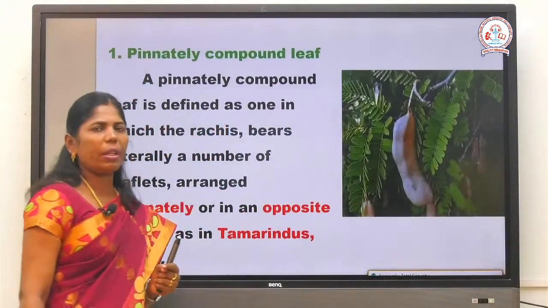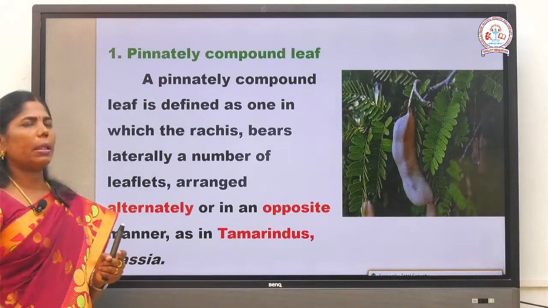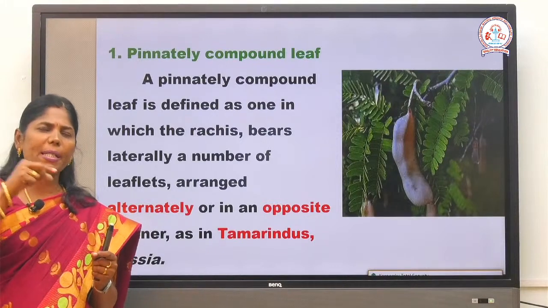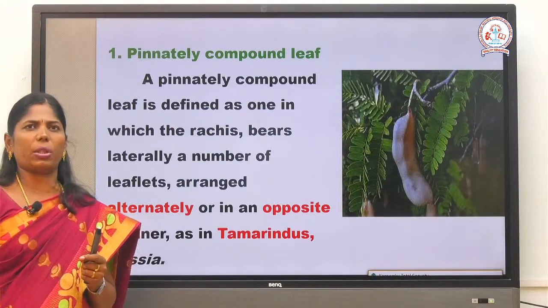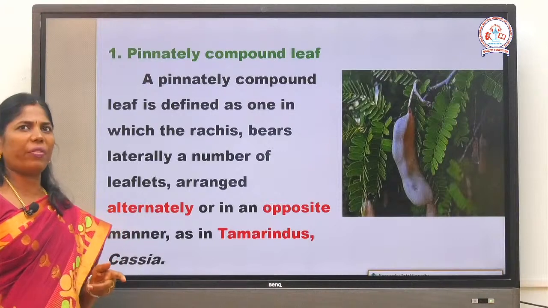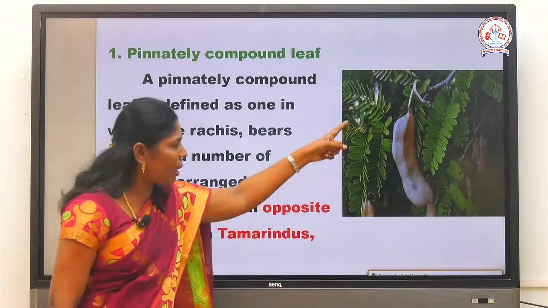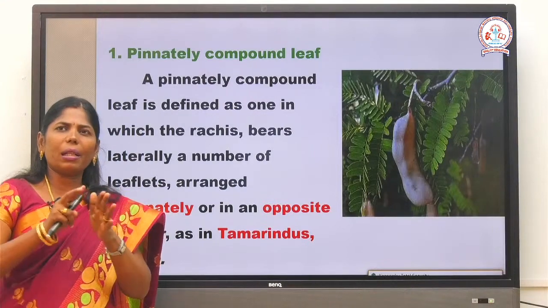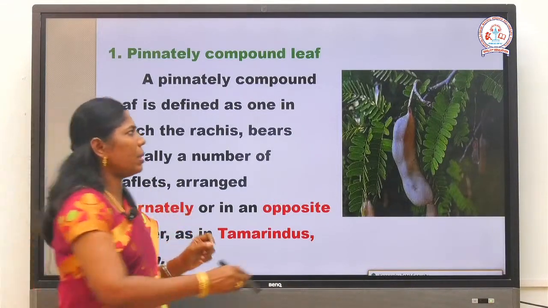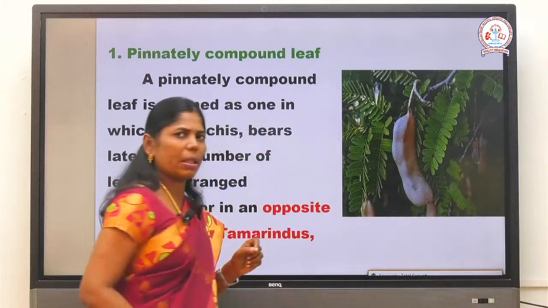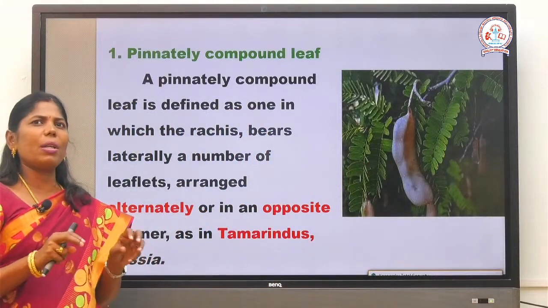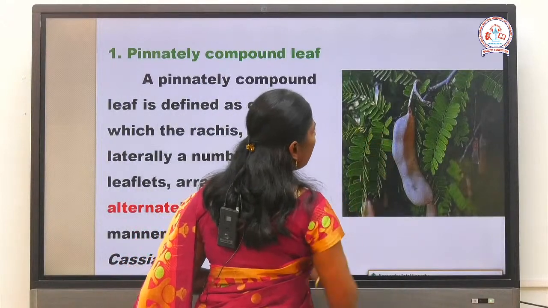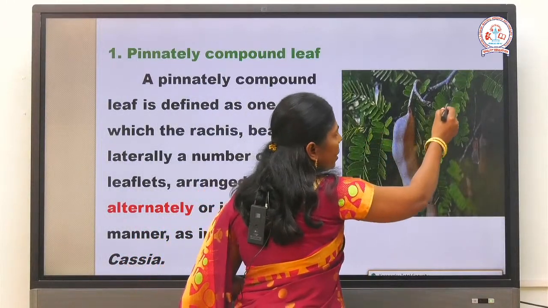So this is also divided similarly, that is a pinnately compound leaf. Okay, what is pinnae? Pinnae means the apex region should be a feather-like structure. A pinnately compound leaf is defined as having one rachis that bears laterally a number of leaflets arranged in an alternate manner. If you look at this, the leaflets are arranged alternately.